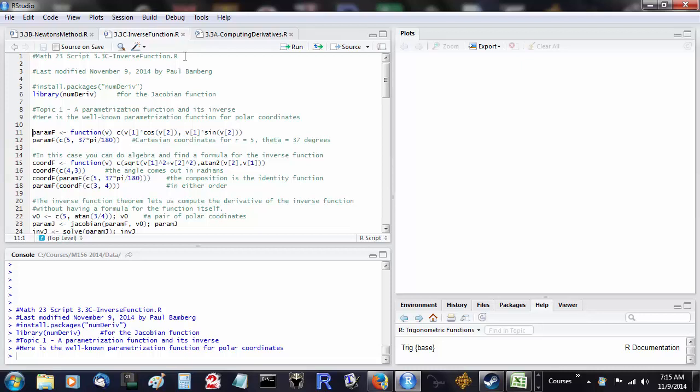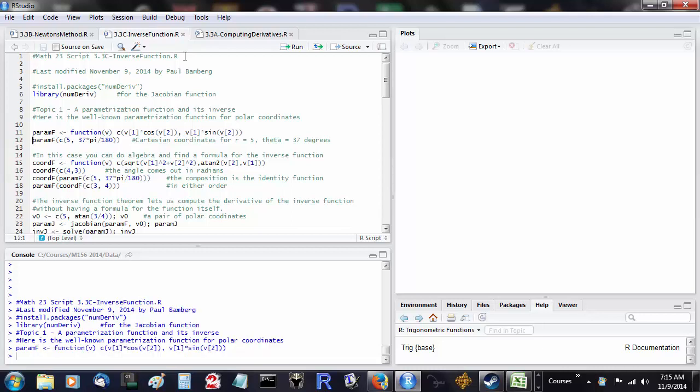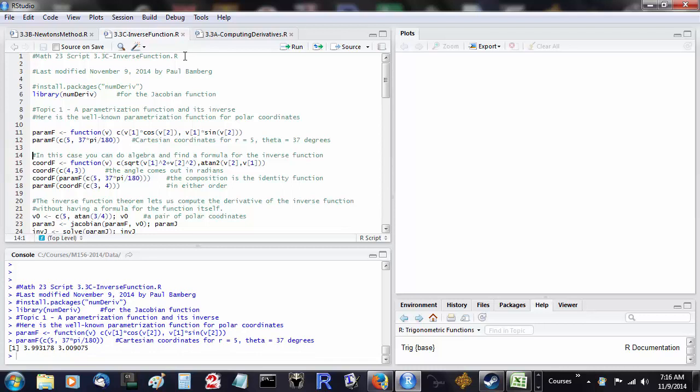And just to check that this works, I'm going to ask, what are the x and y coordinates of the point where r equals 5 and theta equals 37 degrees? Since R likes its angles in radians, I have to multiply 37 by pi over 180 in order to convert degrees to radians. And it says x is very close to 4, y is very close to 3.